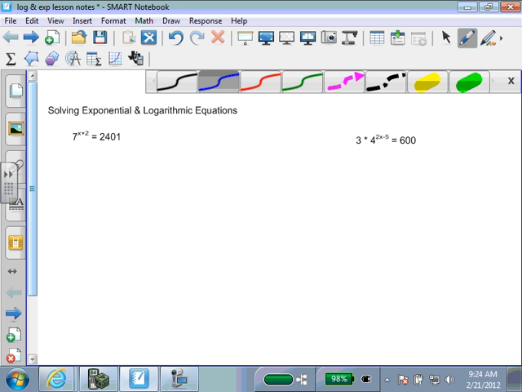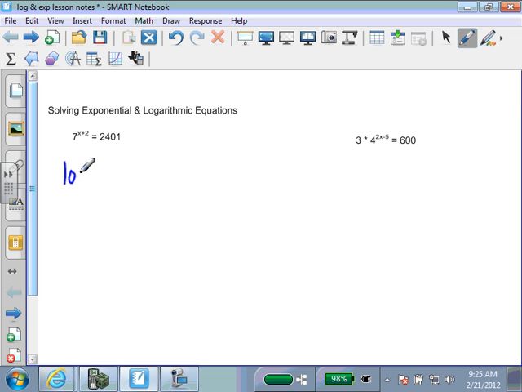I have 7 raised to the x plus 2 power equals 2,401. And there is nothing I can do with that. So I'm going to change to log form, which would be log, the base is 7, of 2,401 equals the exponent, which is x plus 2. Notice that that has created a problem that I can do. Log base 7 of 2,401, I may or may not know.